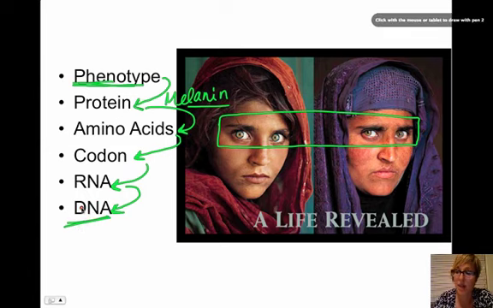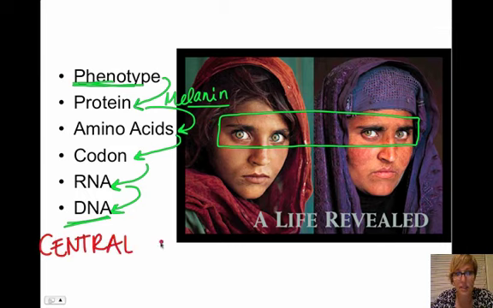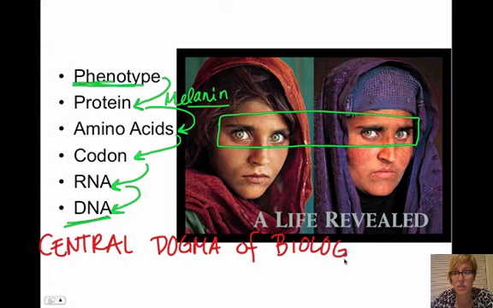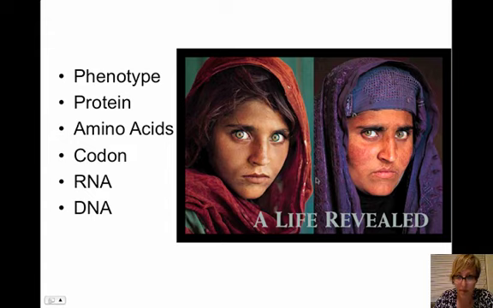And in biology, this is actually called the central dogma of biology. It's when we go from gene to protein. And then proteins are determining what we look like and also how our body works. So let's dive in. Let's start.